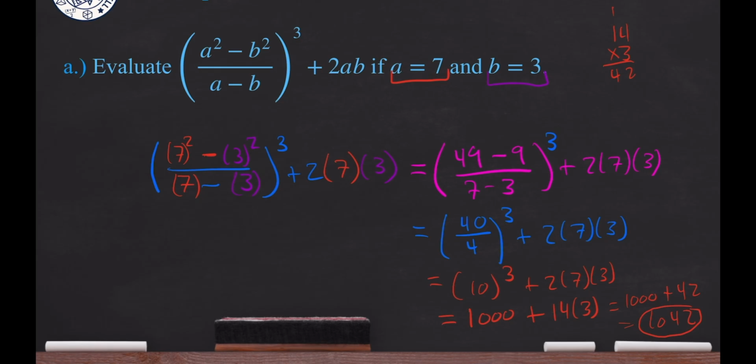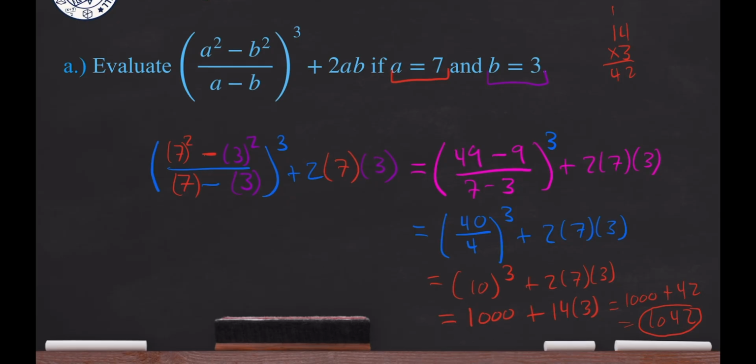Main thing, find the variables, substitute those values in place of them, then use PEMDAS, order of operations, to simplify it down.